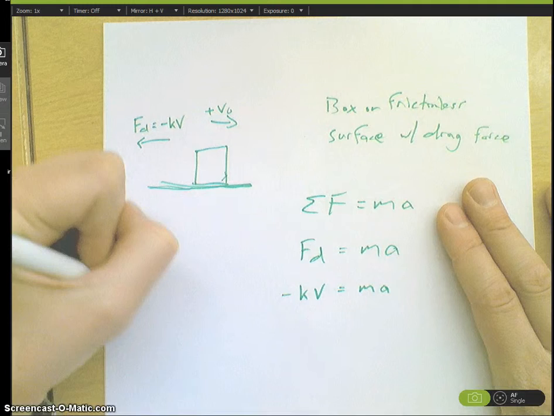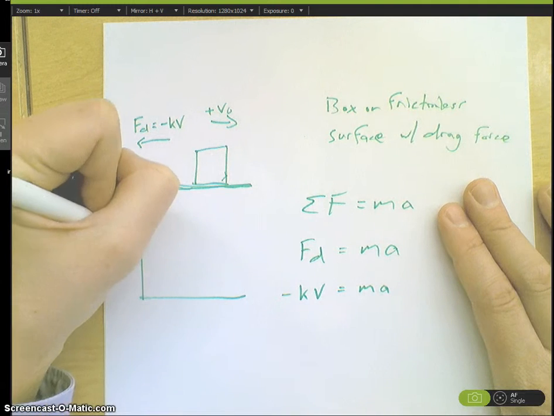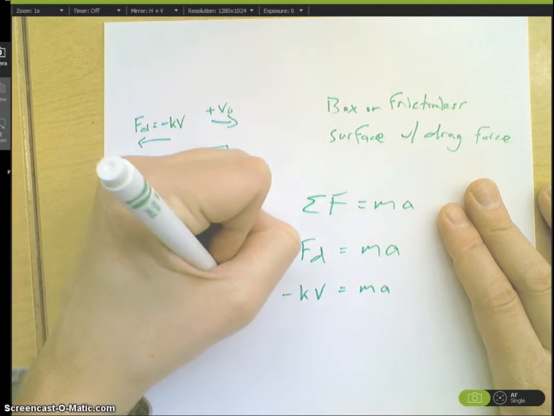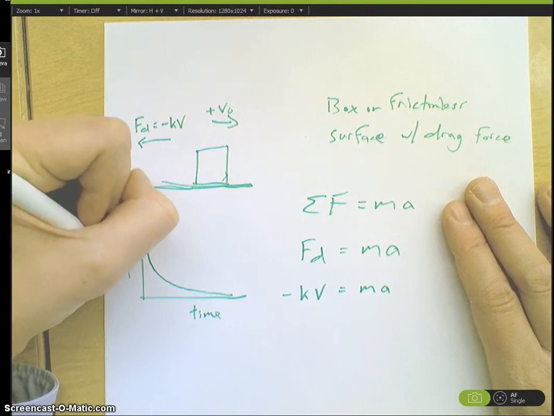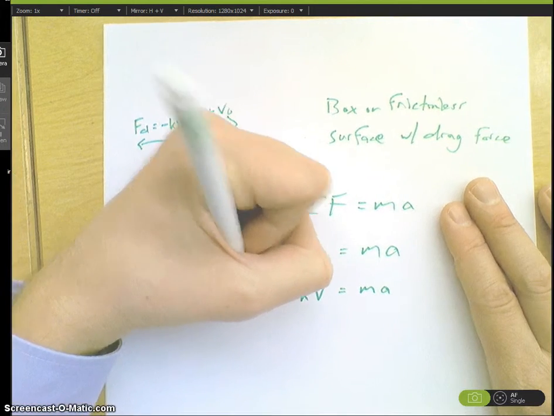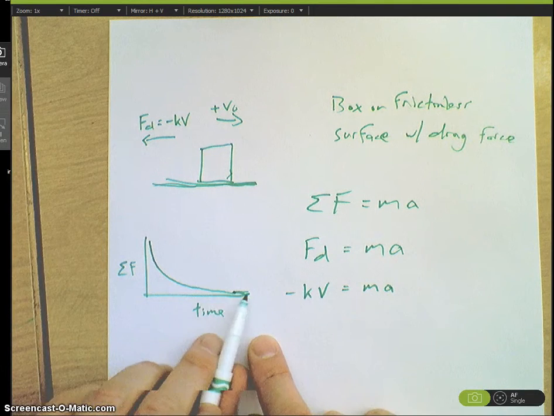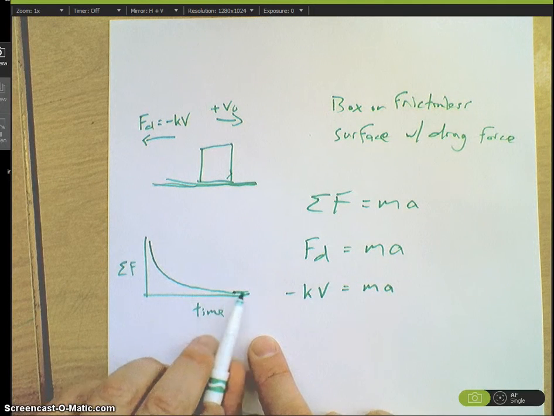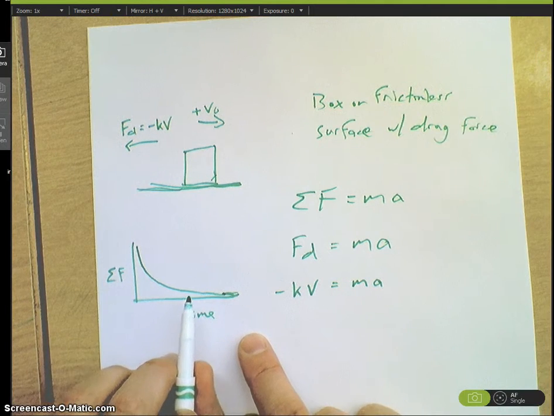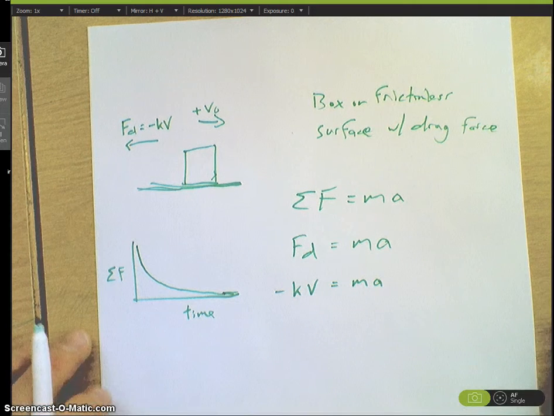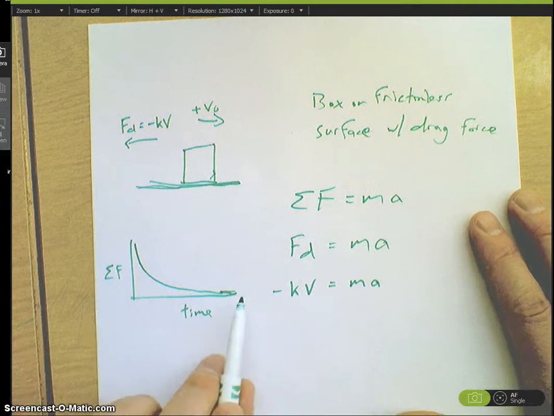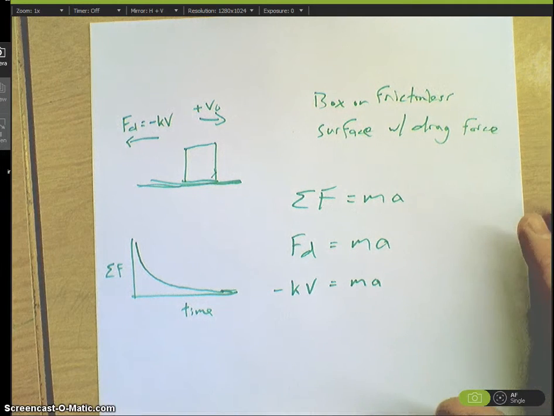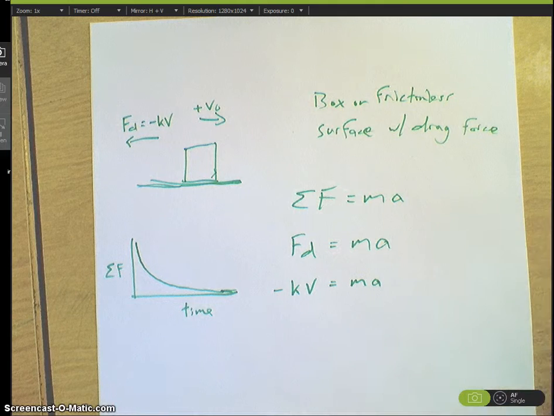You would get a graph that looks something like this. With time, the net force is going to change. And what kind of relationship do you think this is going to be? It's going to be asymptotic. It's an asymptote. So in a perfect world, it would forever be slowing down, but never actually reach zero. Of course, in real life, it would eventually reach zero. But all right. So what do you think is the next step?